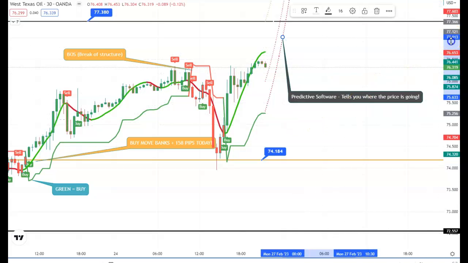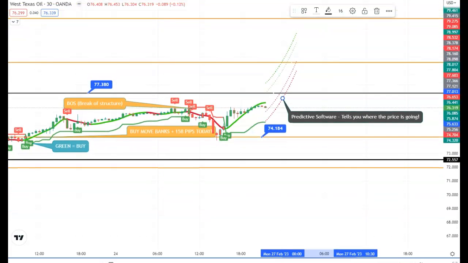We'll be doing that on the daily analysis for guys in the team. And we have the predictive software, which predicts where the price is going. So not only do you get the clear confirmation in terms of colors and the buy signals, you also get predictive software telling you where it is going.